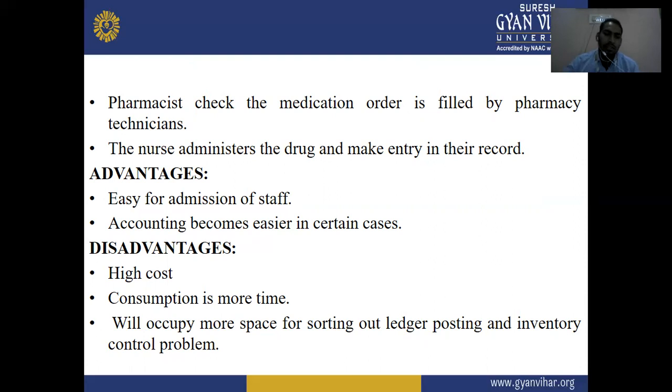Advantages of the type B unit dose drug distribution system: easy for admission of staff, and accounting becomes easier in certain cases. Disadvantages are high cost and more time consumption. It also occupies more space for sorting, and ledger posting and inventory control are problems. These are the disadvantages of the type B unit dose drug distribution system.